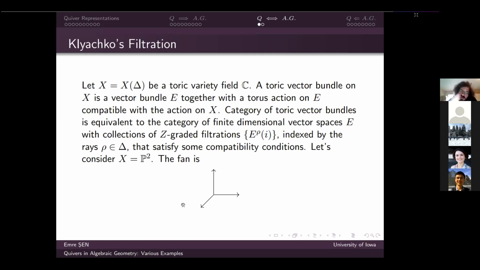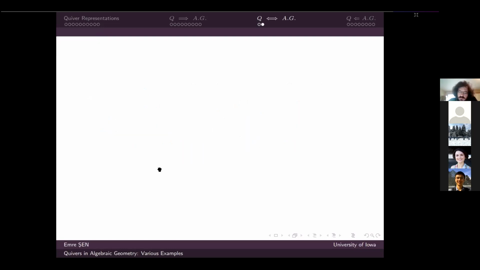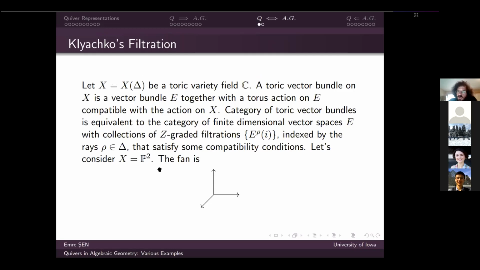So on the rays, we have these decreasing sequences. In general, it might be complicated because this fan might be very hard, right? Might be very difficult to calculate. But that's why let's focus on P2. On P2, we just need 3 data, right? Sigma 1, sigma 2, and the third component, because we have just 3 coordinates, let's say X, Y, Z, right? And T acts on them. So therefore we have this 3-armed quiver.